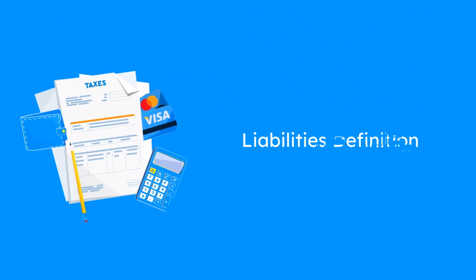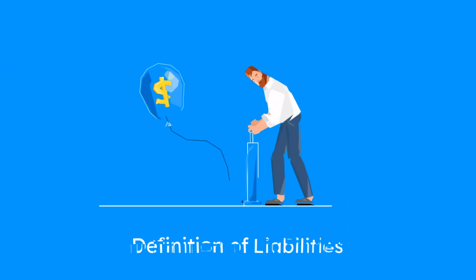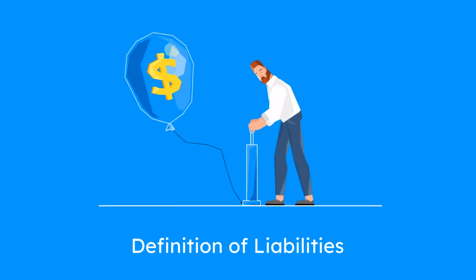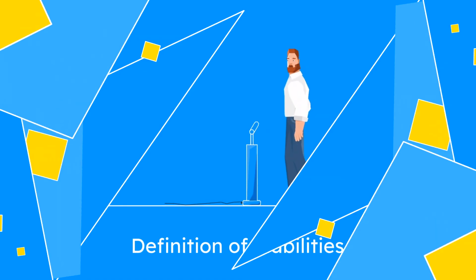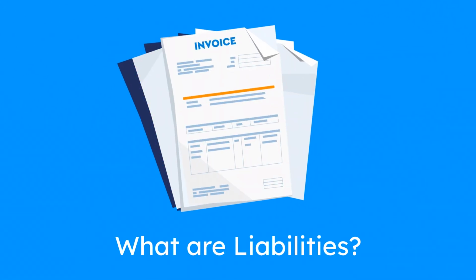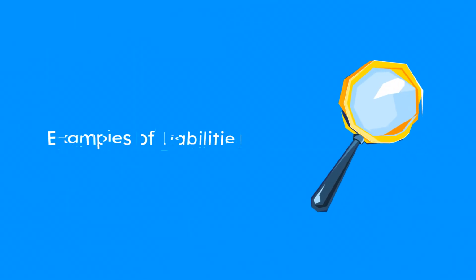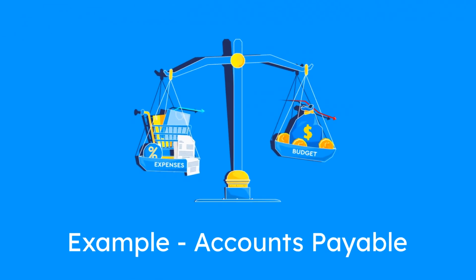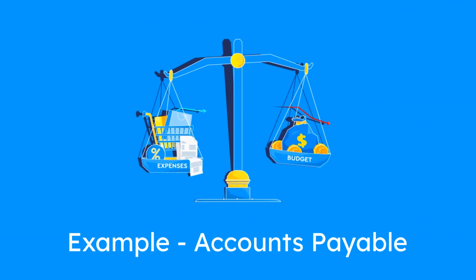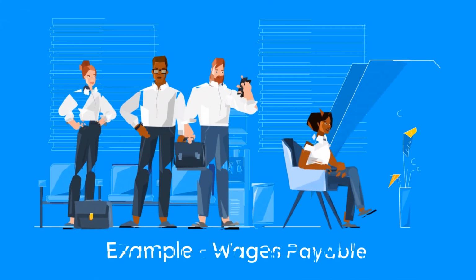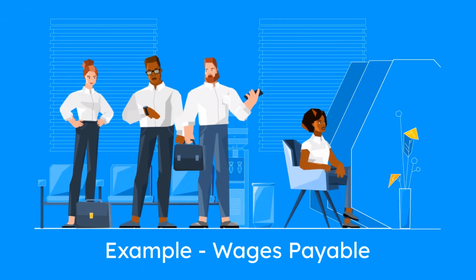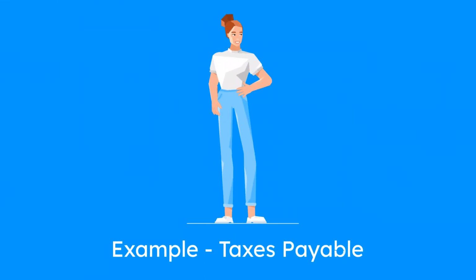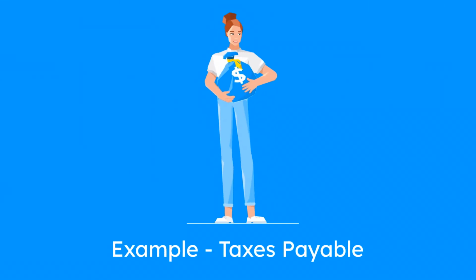2. Liabilities. Definition: Liabilities are obligations that the business needs to pay back in the future. These represent what the company owes to external parties. Examples: Loans payable, money borrowed from a bank or financial institution. Accounts payable, amounts the company owes to suppliers for goods or services received on credit. Wages payable, salaries owed to employees but not yet paid. Taxes payable, amounts the company owes to the government for taxes.